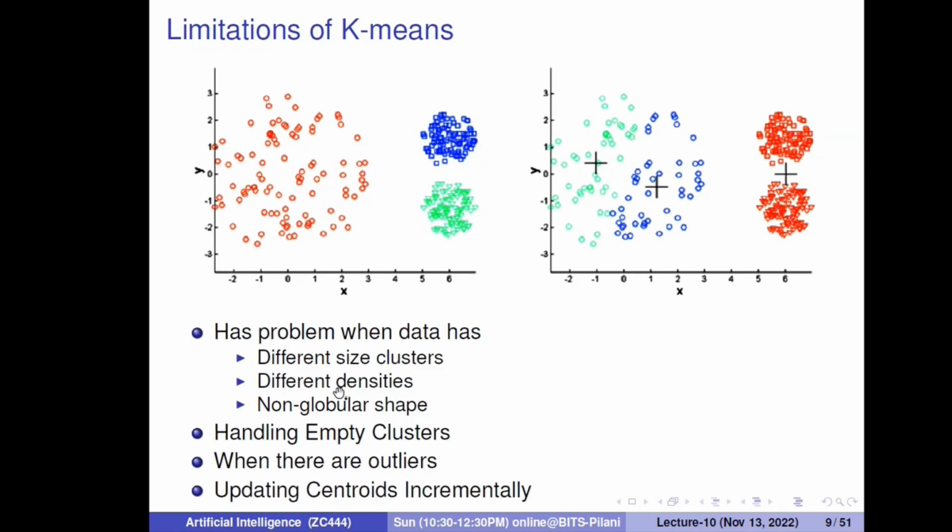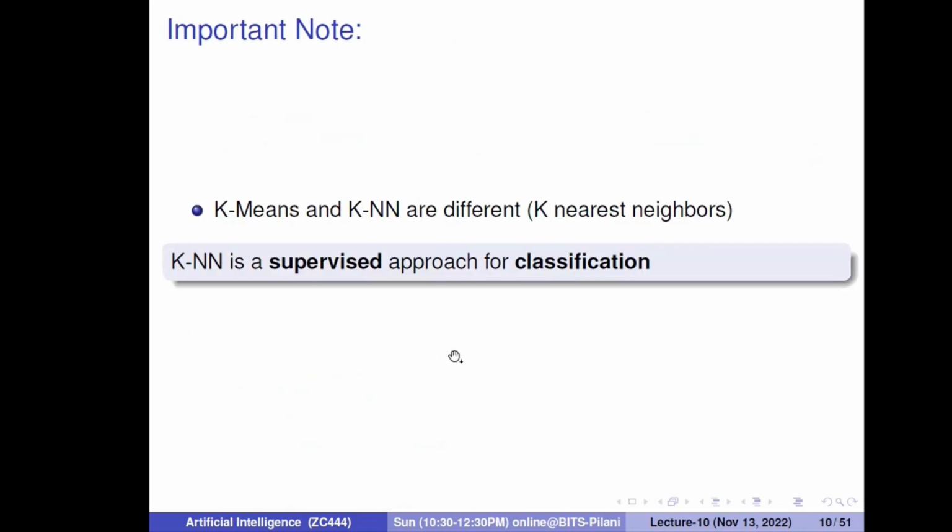So k-means has some limitations, such as different sizes of clusters, different densities, and non-globular shapes. It assumes that the clusters are going to be circular because of the distance, so then it is not a good choice. Handling empty clusters is not possible: let's assume you decided there are three clusters, and after some time few items get deleted. If every item is deleted, then the concept is lost for that particular cluster. When there are a lot of outliers, it seriously affects this algorithm, and it is very difficult to update the centroid incrementally.